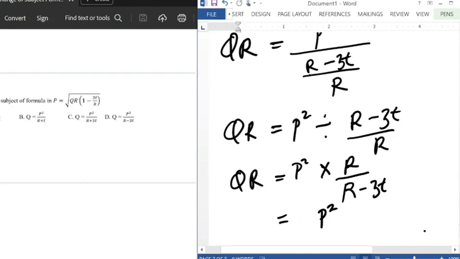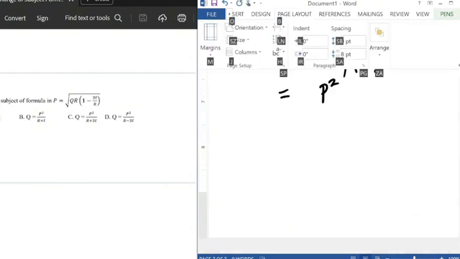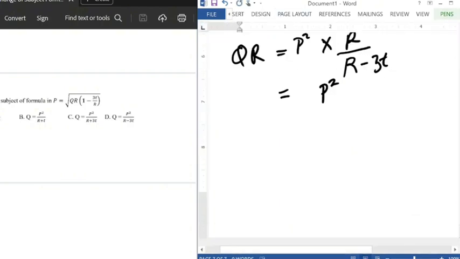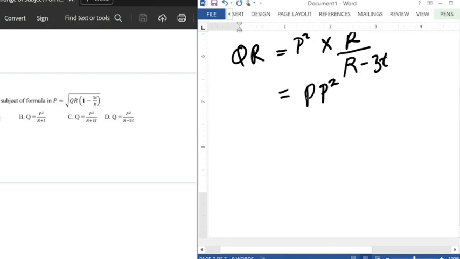So let me extend this page now. So this multiplied by this will be r p squared. So r p squared divided by r minus 3t. So we have a single fraction here.